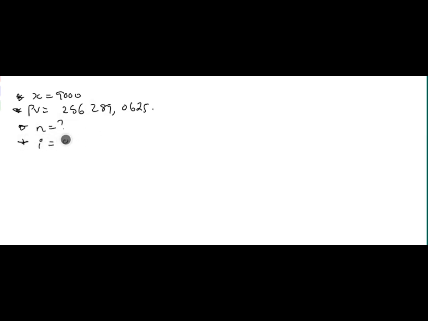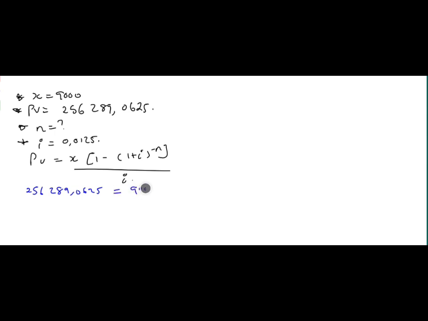Well, the interest is still at 0.0125. Okay, so we still use the formula PV equals X into 1 minus 1 plus I power minus n all over I. So I can just substitute all these values here. So I'm going to have 256,289.0625 equals 9,000 into 1 minus 1 plus 0.0125 to the power minus n, which is what I'm looking for. I'm going to divide that by 0.0125. Cross multiply this, multiply by that.